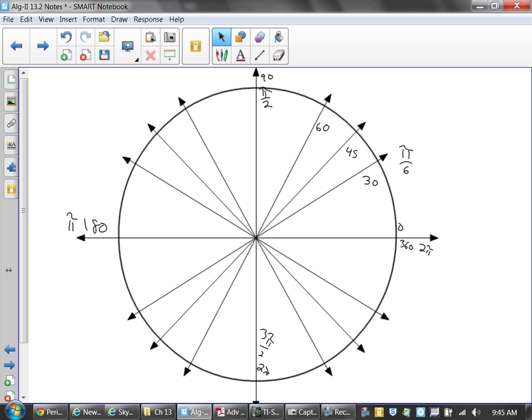What do you think 45 will be? Pi over 4, because it's half of 90. Everybody see that? And what would 60 be? Pi over 3, very good.